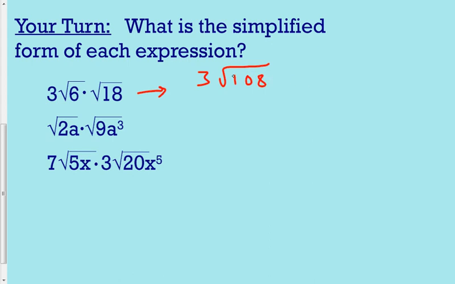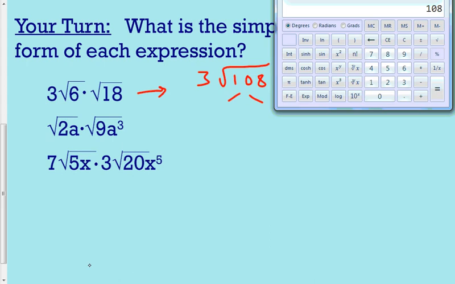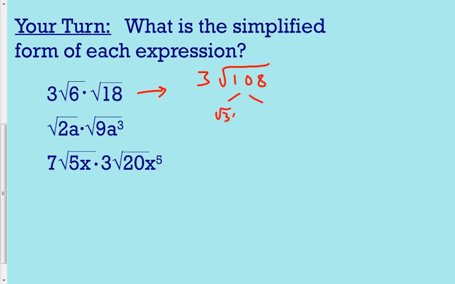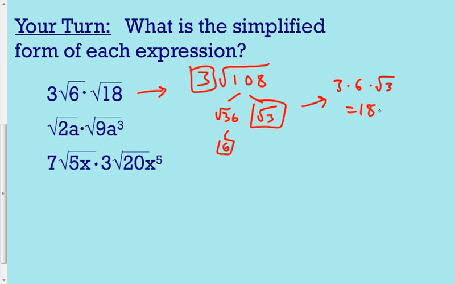Now I want to break down the 108 part, so I can see if there's any whole number factors in there, or perfect square factors. Let's do 108 divided by 2 would be 54. That's not a perfect square. Let's do divided by 3. Aha! So I get 36. So that means I have the square root of 36 and the square root of 3. The square root of 36, I know is 6, and this one's already out in front, and this is going to be the only one on the inside. So then our result is going to be whatever 3 times 6 times the square root of 3 is, and that would equal 18 square roots of 3.